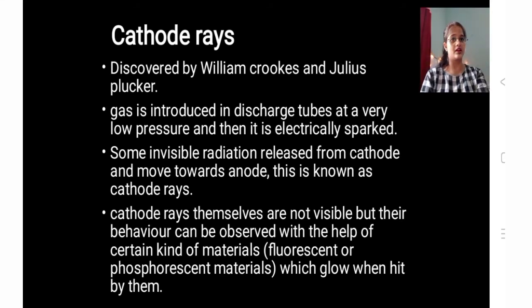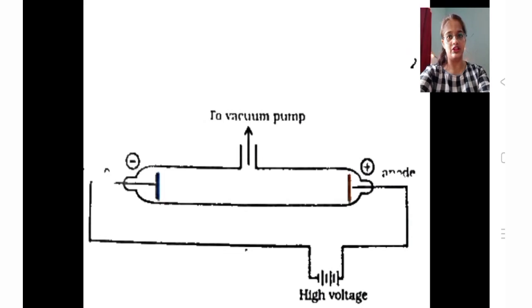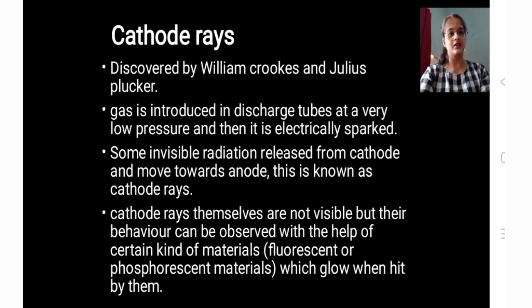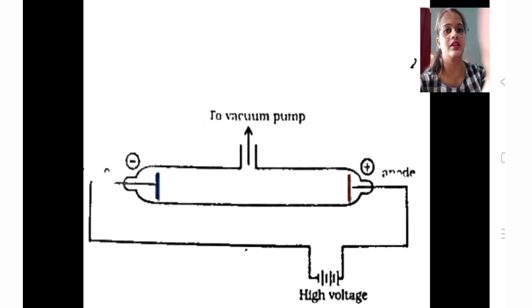Okay, because there I think you have seen that high voltage. This high voltage is given, and some invisible radiations are released from the cathode and move towards the anode. This is known as cathode rays. What happened? Let me explain this again.